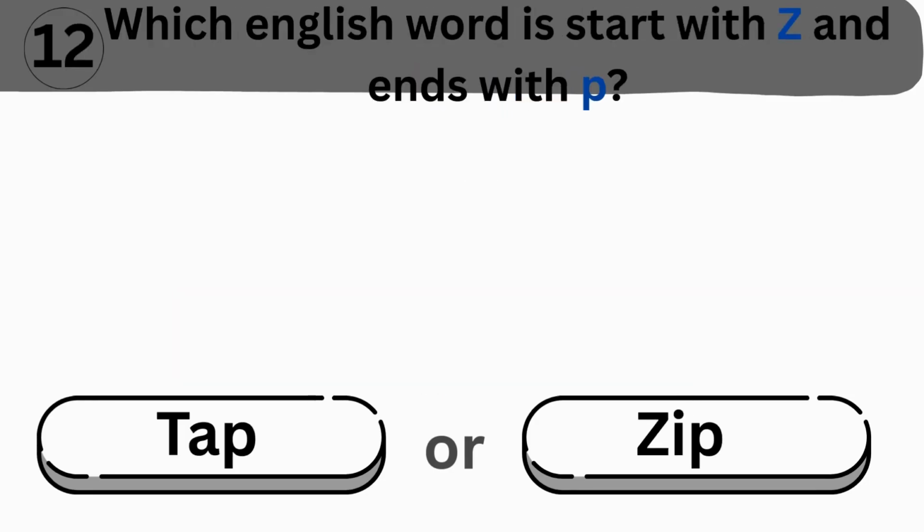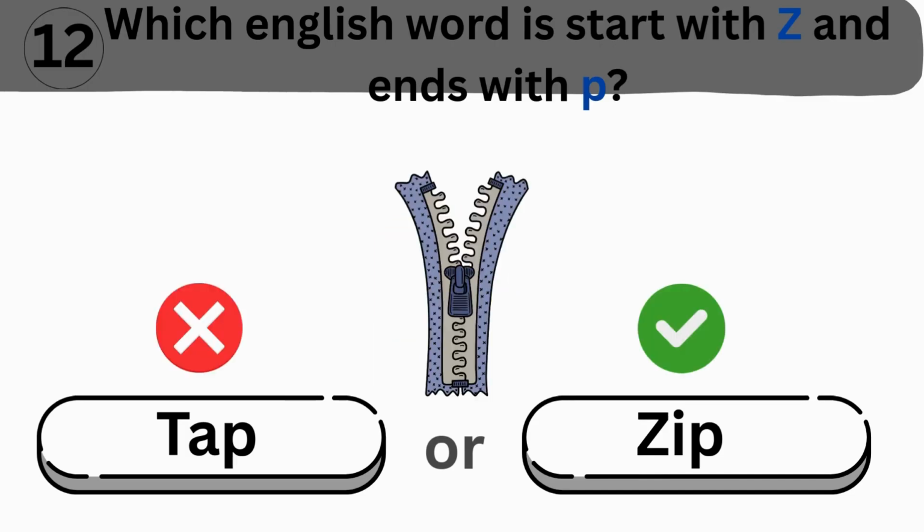Which English word starts with Z and ends with P? The answer is zip.